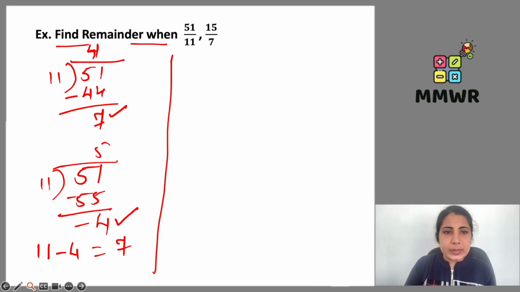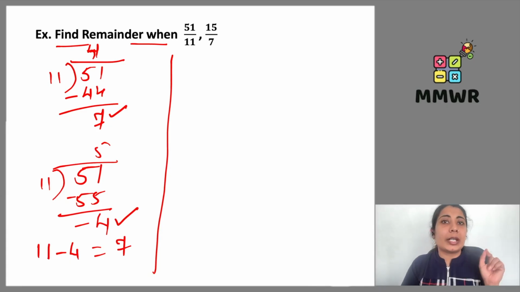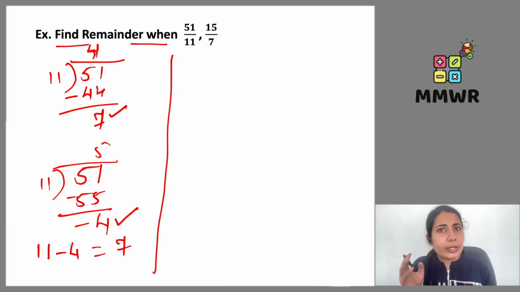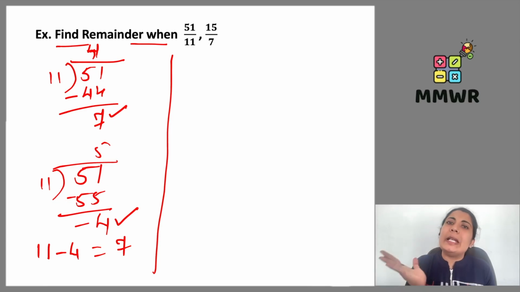I hope it's easy to understand. And you can never get the remainder greater than the divisor itself. Okay? You always have to get the value for remainder. It can be 0, it has to be greater than or equal to 0, and it should be lesser than the divisor value.